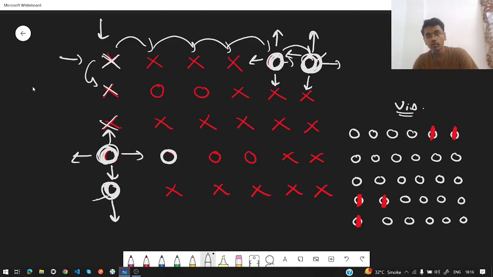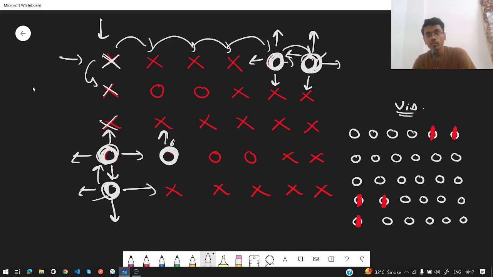So downwards nothing, rightwards there is x, so we do nothing. Upwards there is one 0 but that is already visited, so we do nothing. In the left direction we do nothing because this is on the boundary. Now what is the next step? Next step is to DFS traversal for this particular 0.